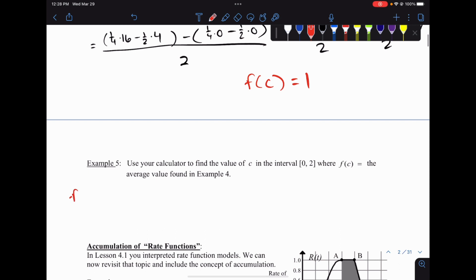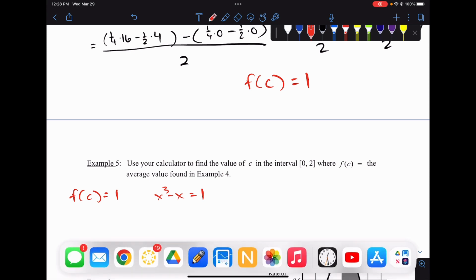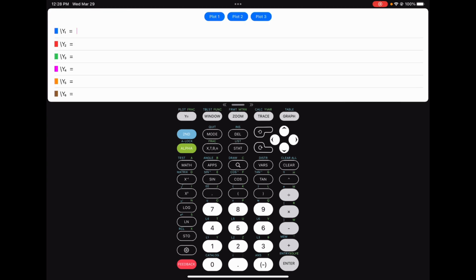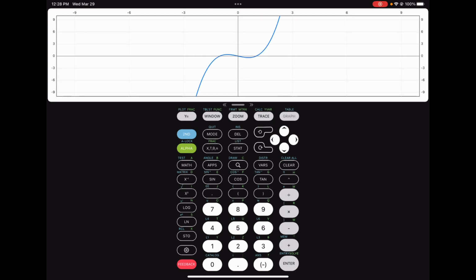So what x value c gives me an output of 1? The way I usually write that, it wants f of c to equal 1. So it wants x cubed minus x to equal 1. So we're going to graph that. It says to use a calculator because trying to solve that right there would be an absolute mess. So you go to your calculator, go to y equals, and type in x cubed, x to the 3rd power, minus x. And I'm going to go to the graph.